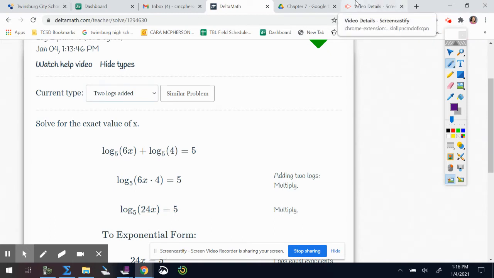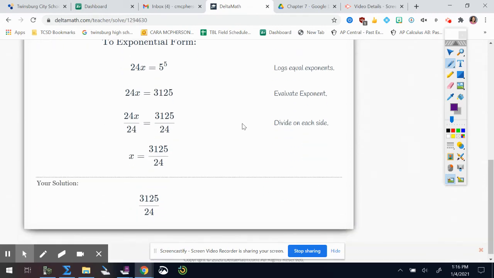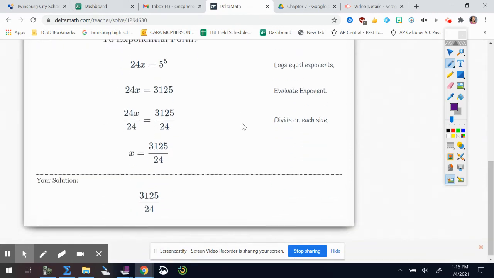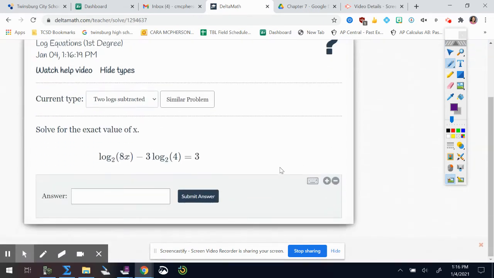So again, if you need to see more than just this video, you can look at a few of the examples and it'll show you how it condenses, and then how it writes it in exponential form, and then finally how it solves. So let me show you if two logs are being subtracted. Here's an example of two logs being subtracted.